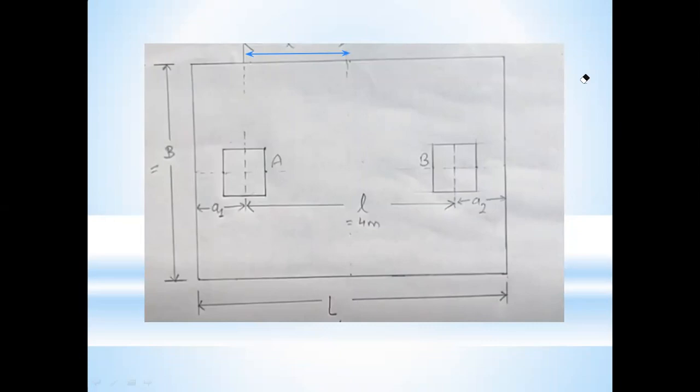A1 is nothing but the distance between column number 1 and the face of the footing. A2, what is that? The center line of column number 2 and the face of the footing, that is the A2 value. A and B, A is column number 1, B is column number 2.